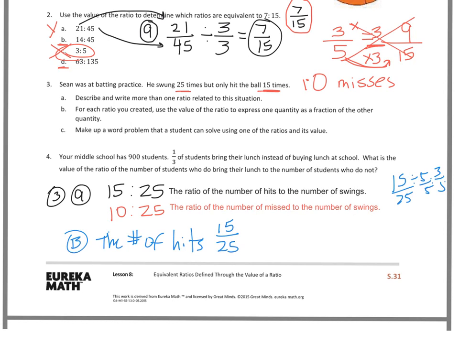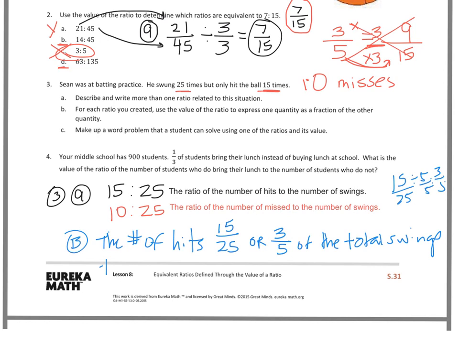So my next statement is bringing this back to the number of swings. So the number of hits is 15 25ths, or 3/5 of the total swings. Meaning I can take 3/5 of the swings and get the number of hits I have. That's kind of a tough statement. So let's try another one.